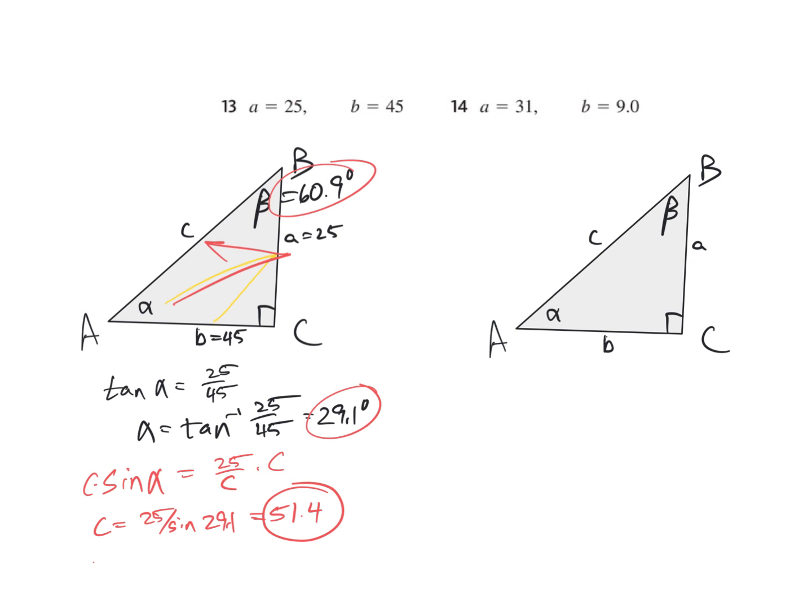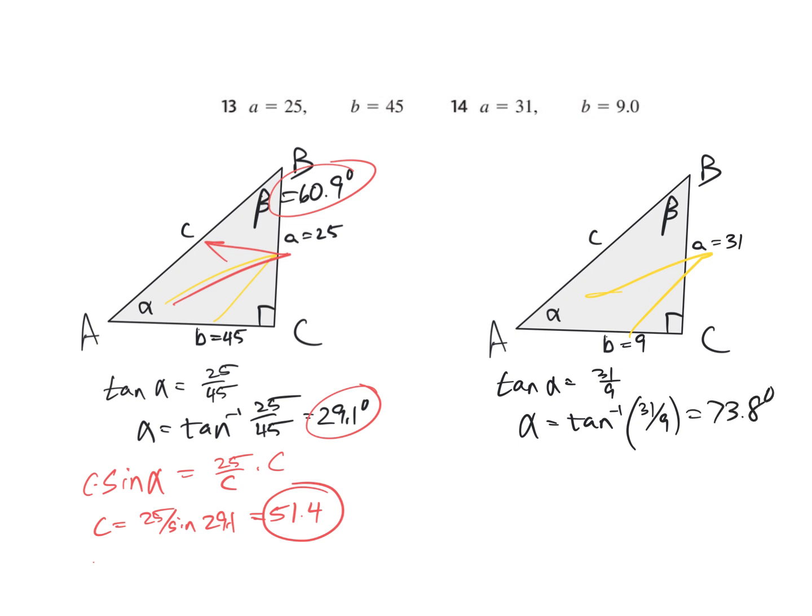All right, 14. A is 31, B is 9. So again, let's use tangent and get alpha. So the tangent of alpha is equal to 31 over 9. So alpha is the arctangent or inverse tangent of 31 over 9. So that is going to be, hold on a second, 73.8 degrees.